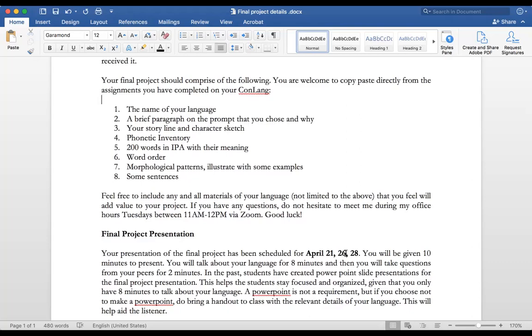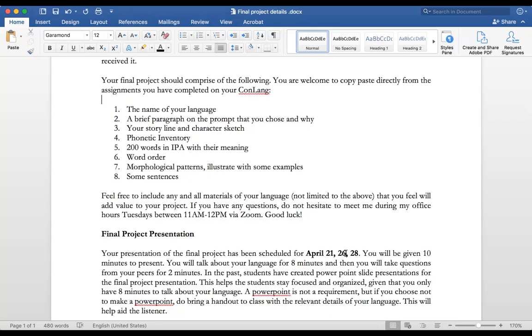Your phonetic inventory, so that's the sound system of your language. You will be creating a phonetic inventory for your language using the IPA. I will be helping you do that, so don't freak out about it. That's something I expect you to do in one of the assignments, and then that'll feed into your final project as well. Then 200 words, which should all be in IPA.